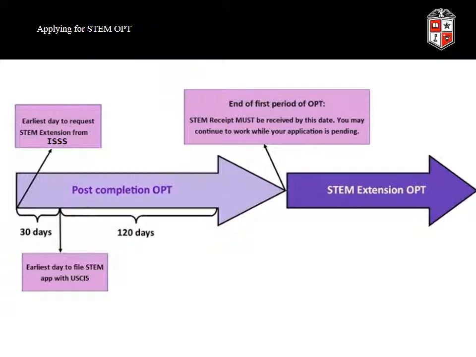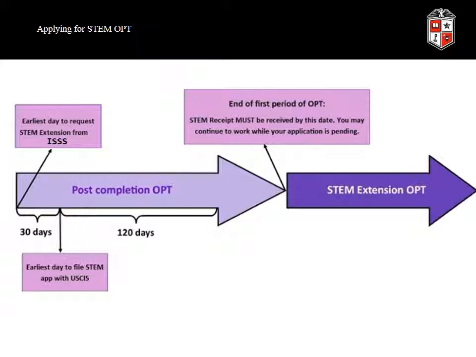In regards to the STEM OPT, you can apply a little bit earlier for that. So when you are in your 12 months, and if you are eligible for the STEM OPT and you are applying for it, you can apply up to 120 days before the end date on your 12-month OPT card. And we recommend again that you apply early.